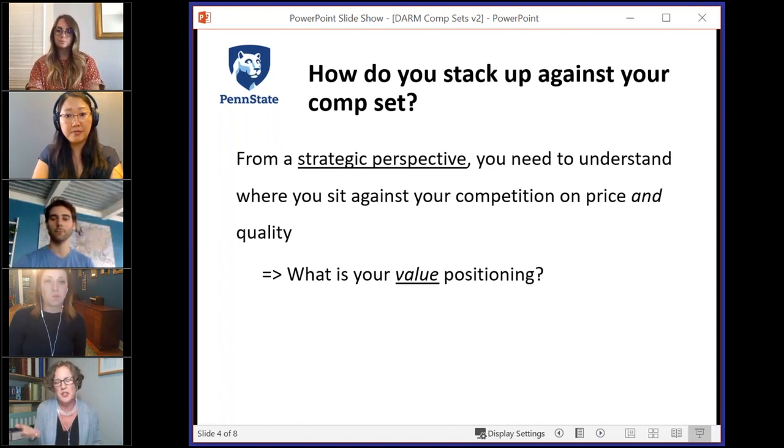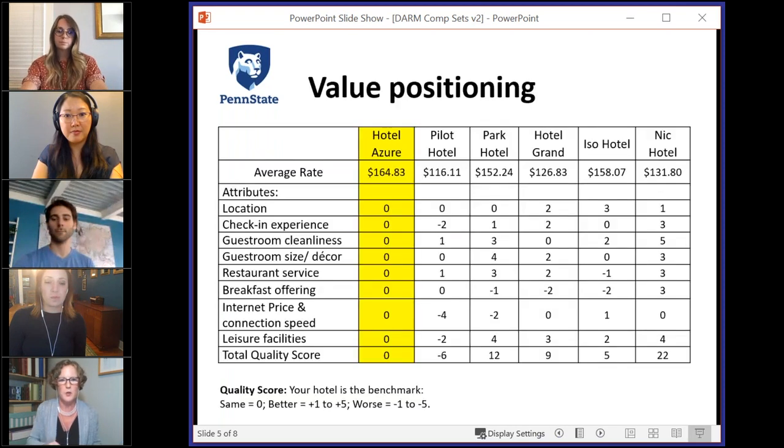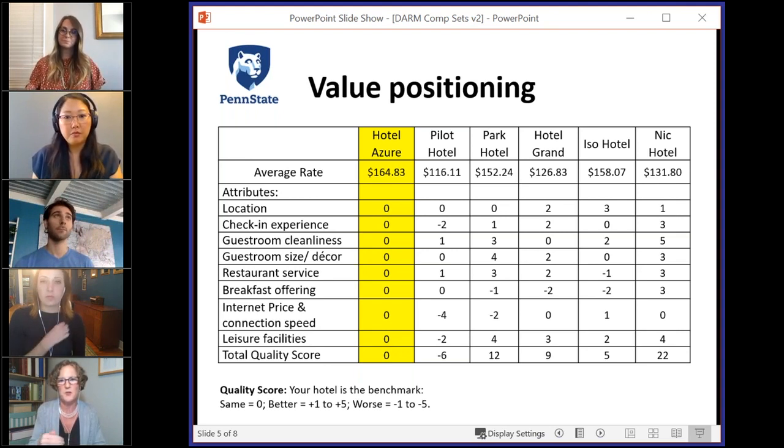Now, what does value positioning analysis look like? Well, I've only got a couple of minutes, but I'm going to give you a quick example. First of all, you're going to do your value positioning for each segment or each market that you've got a comp set for. So for example, with hotels, you may have a different comp set for different markets or different days of the week or different seasons of the year.